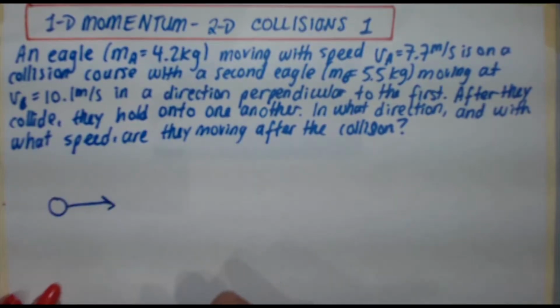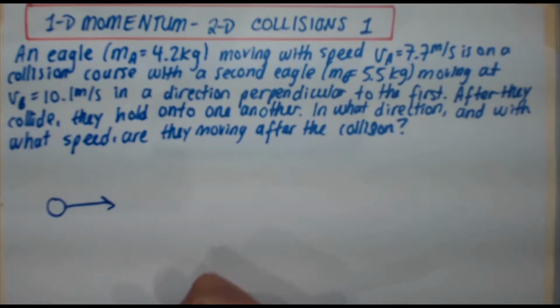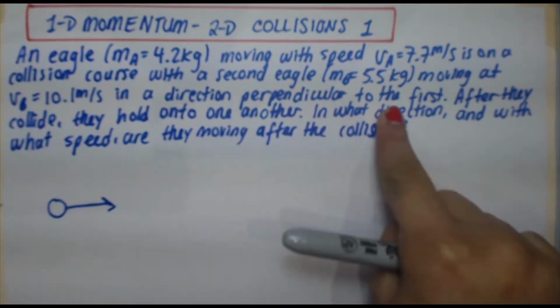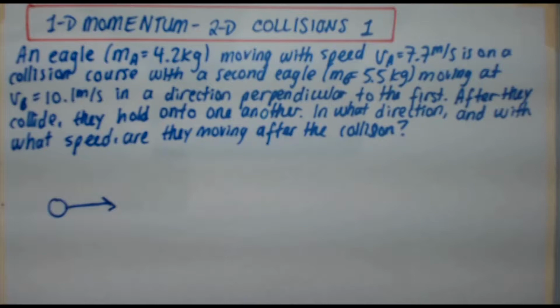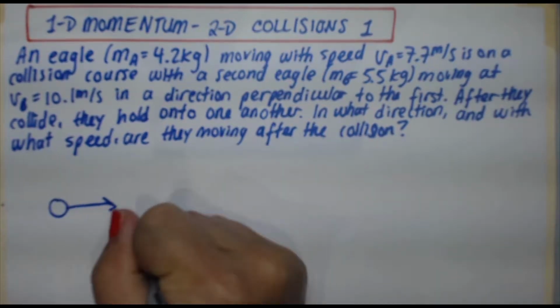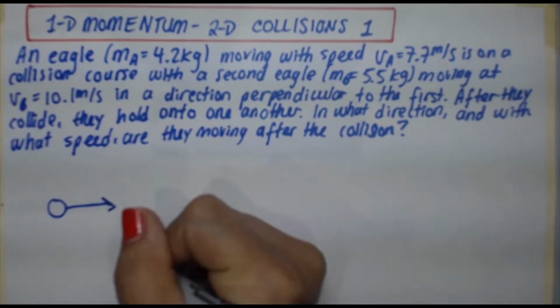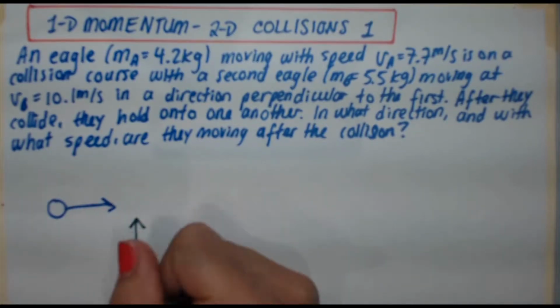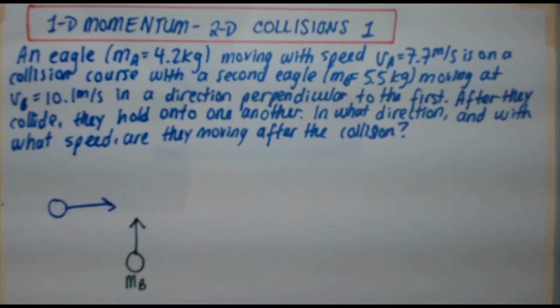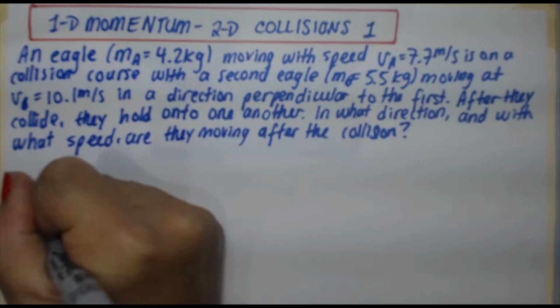This eagle is flying in one direction. Now we know that the other one is in a direction perpendicular to the first, so I'm just going to go ahead and draw the second one like this. This one is on a collision course heading perpendicular to that one. So this will be MB, and this one here will be MA.